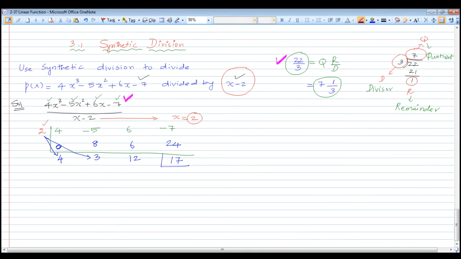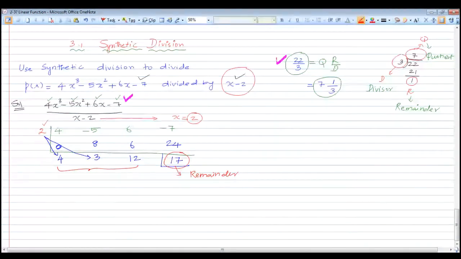So here, what should be the divisor? The remainder here is the remainder. This is my remainder, and this is my quotient.